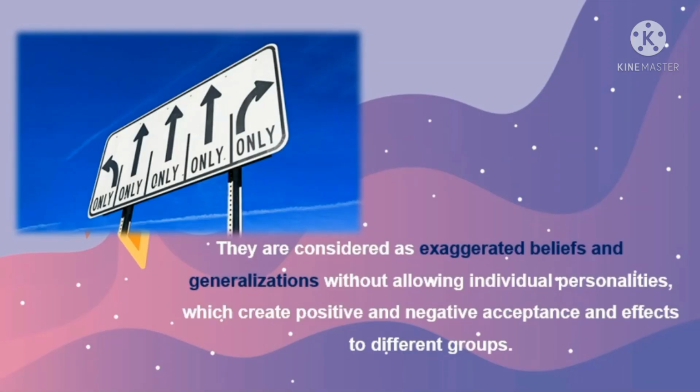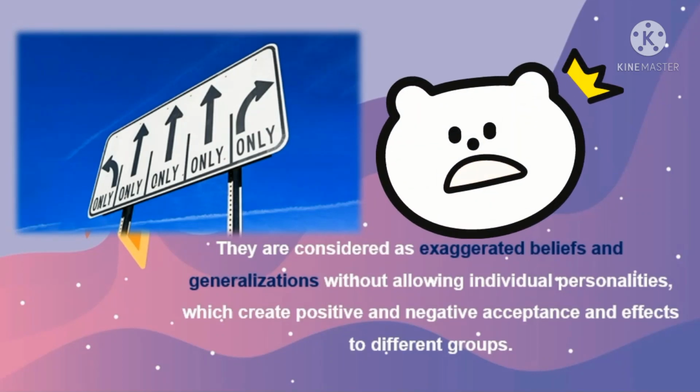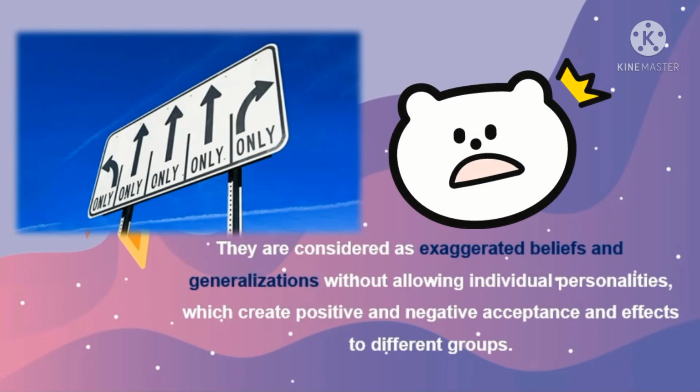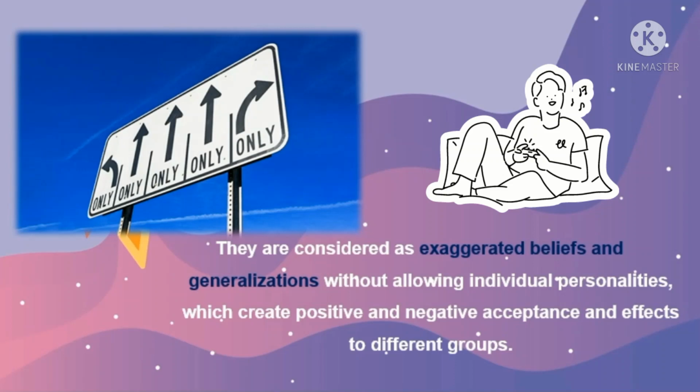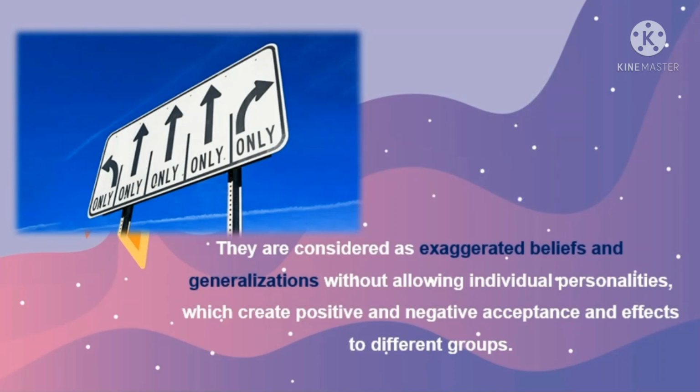Stereotypes are also considered exaggerated beliefs and generalizations without allowing individual personalities, which create positive and negative acceptance and effects to different groups. They are exaggerated because some beliefs are too much and they go beyond reality. And when we say generalizations, you can hear the word "only." For example, pink is only for girls, blue color is only for boys, and pop music is only for the young generation. Those are examples of stereotyping.